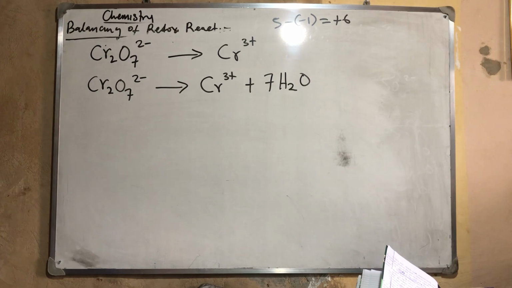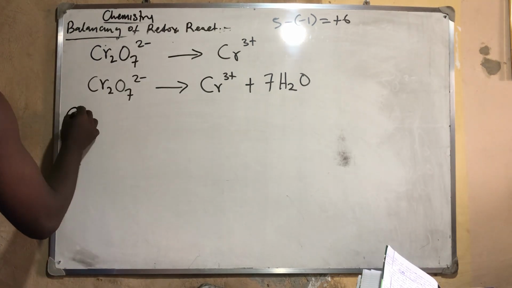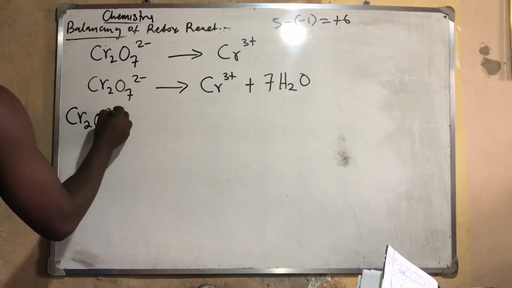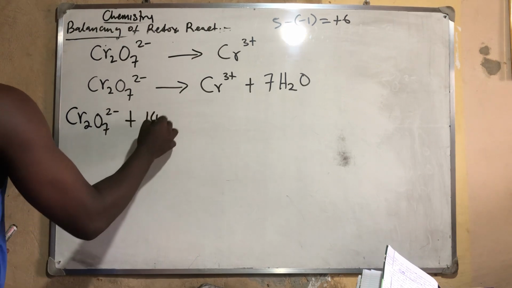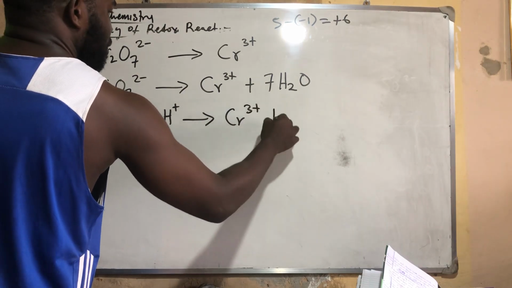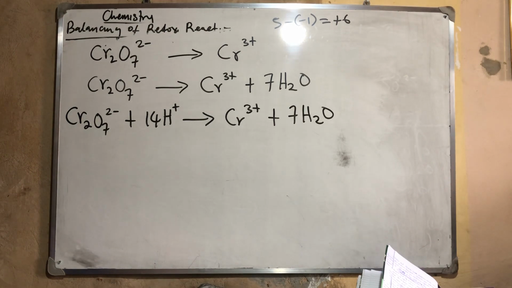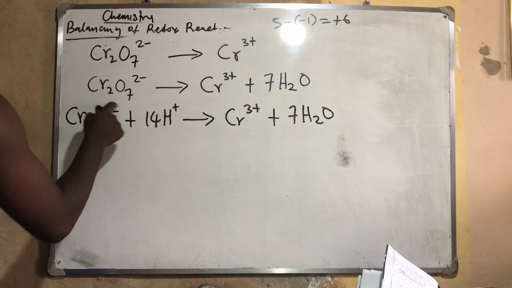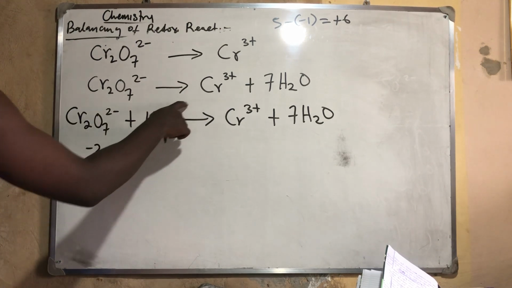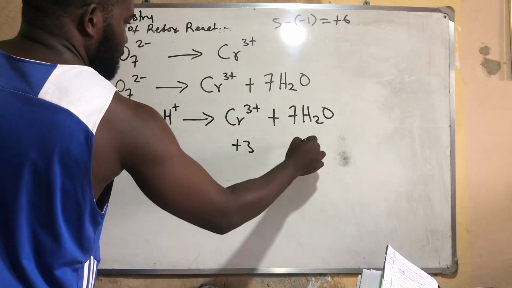All right, so now we add hydrogen ion to the side without water. 7 times this is 14, so we have Cr2O7 2 minus plus 14 hydrogen ion to give us Cr3 plus 7 H2O. Very, very simple. So the next thing we need to do is to check their charges. The charge here is 1 times this is minus 2, 14 times this plus 14. This one is plus 3, and this one is 0.